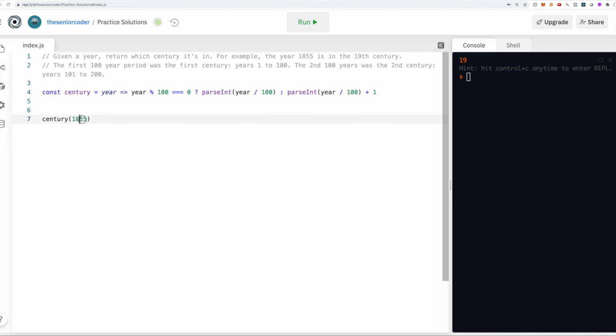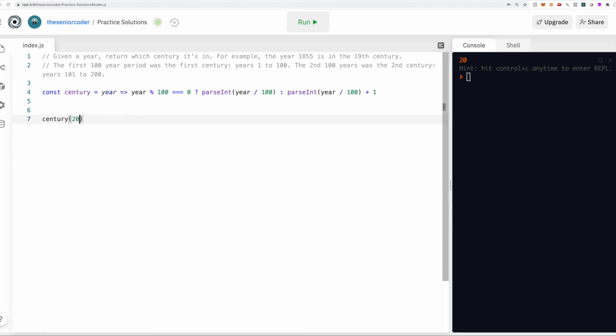If we go to 1800, that is evenly divisible by 100. So that should give us the 18th century, right? Because that's going in here. 1800 divided by 100 is 18. So that should work. Let's try a couple more. 1900 should be the 19th century, and here it is, 19th century. 1901 should put us into the 20th century, which it does.